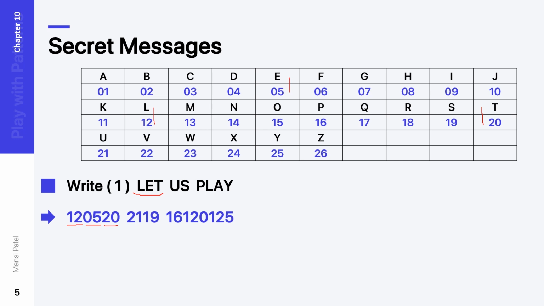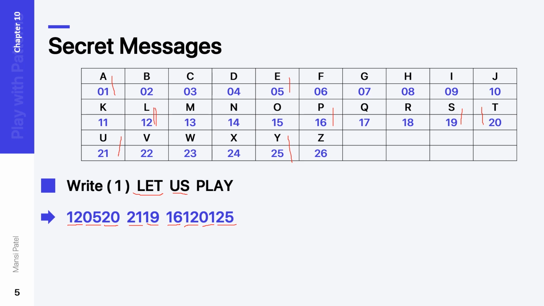Now which numbers for "us"? U represents 21 and S represents 19. So just write 21 and 19. So it indicates us. Now what about "play"? P indicates 16, so write 16 first. L indicates again 12, so write 12. A indicates 01, so write 01. And Y indicates 25, so write 25.